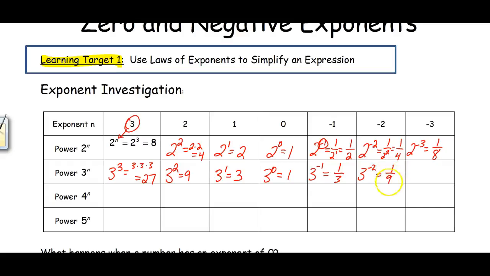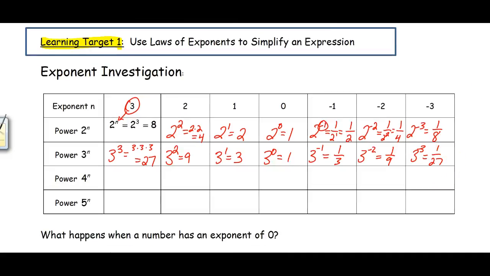Okay, this becomes 1 over 9. And this becomes 1 over 27. Okay, notice all the negative exponents are flipping to the denominator of the fraction.